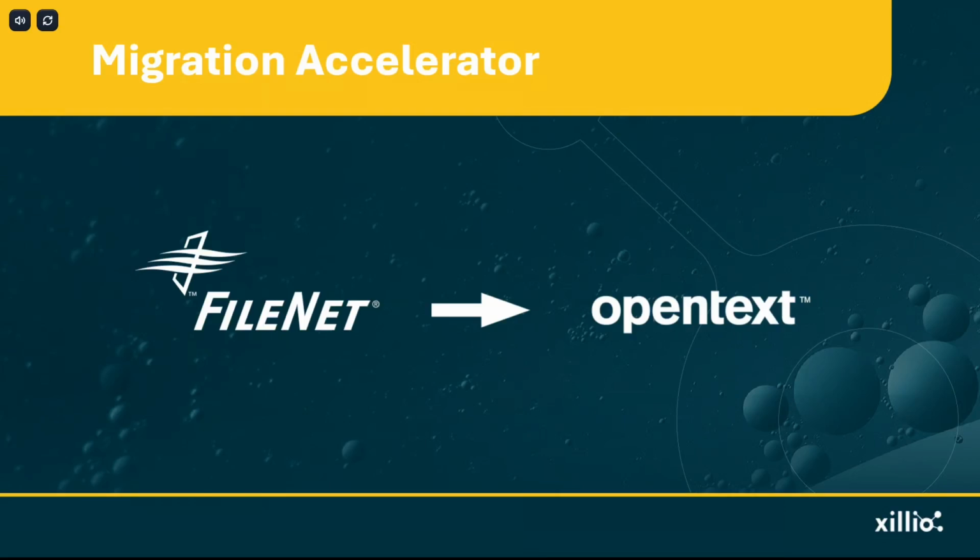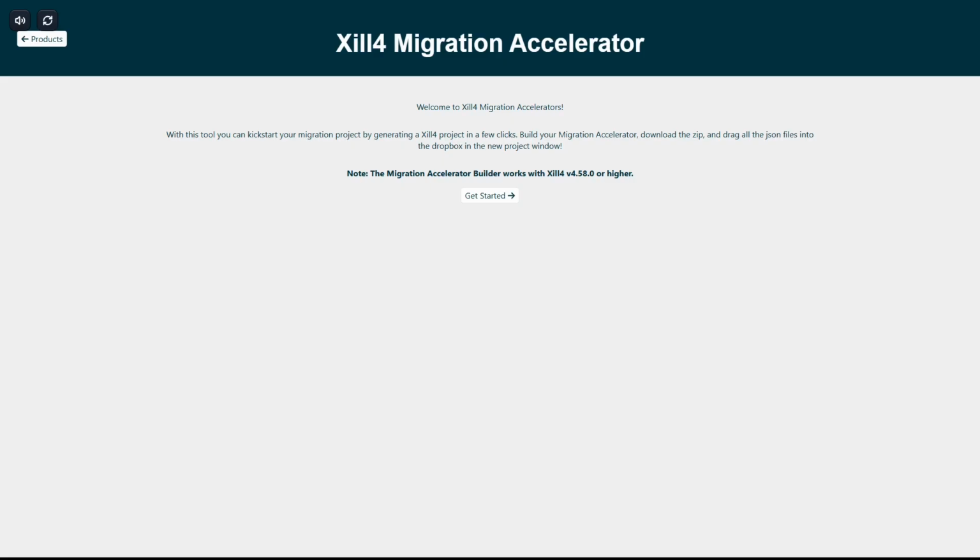Welcome to the FileNet to OpenText demo using the Xillio Migration Accelerator platform. The Migration Accelerator jumpstarts your migration project with pre-configured flows and templates. Let's get started with building the Migration Accelerator package.